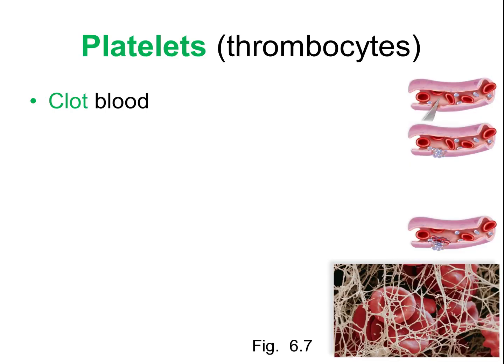All right, our last cell type are platelets. Platelets are also called thrombocytes, and their main job is to clot your blood, basically to stop your blood from bleeding. So let me show you how this works.